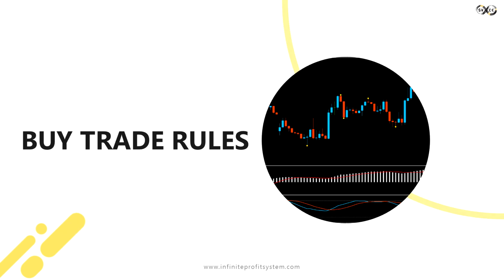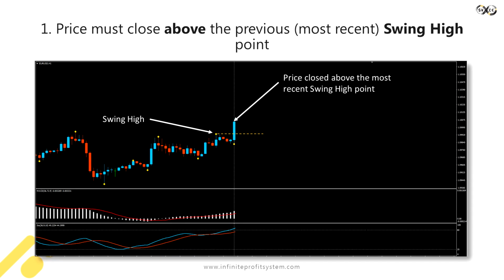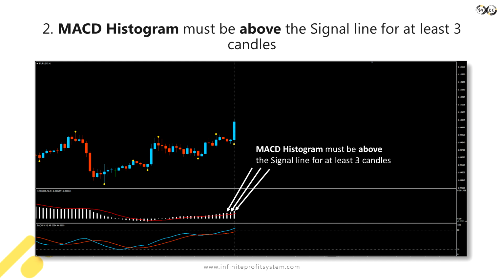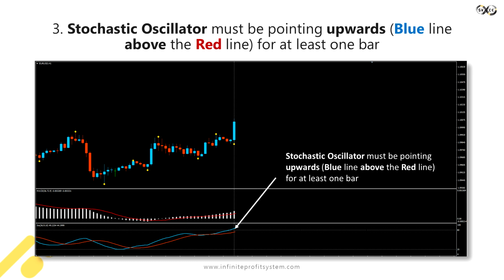Let's have a look at some of the rules for trading the system. Buy trade rules. 1. Price must close above the previous or most recent swing high point, as you'll see in the image. 2. The MACD histogram must close above the signal line for at least 3 candles, as illustrated in the image. 3. The stochastic oscillator must be pointing upwards. In other words, a blue line must move above the red line for at least 1 bar, and you'll see that also in the image.